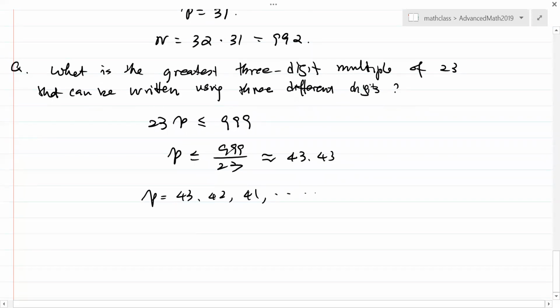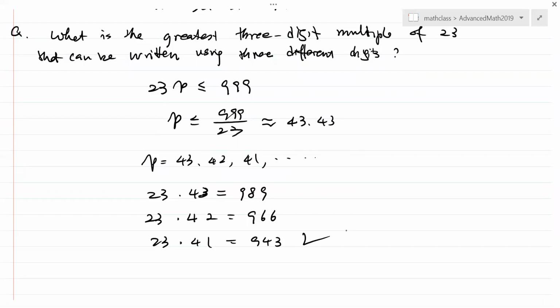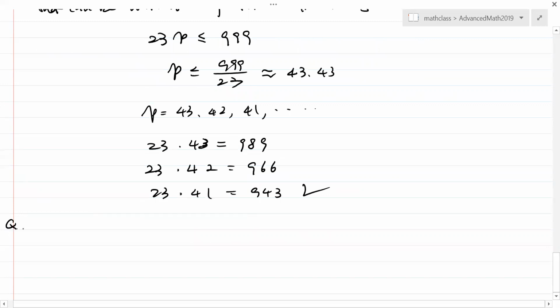So we have to check, right? 23 times 43 is 989. It does not have 3 different digits. 42 gives 966. It's not, and 23 times 41 is 943. So yes, this is the number I'm looking for. This is slightly different from the above one. There's an additional condition there. So let's try the next one.